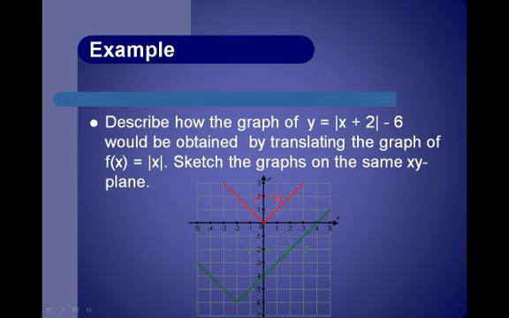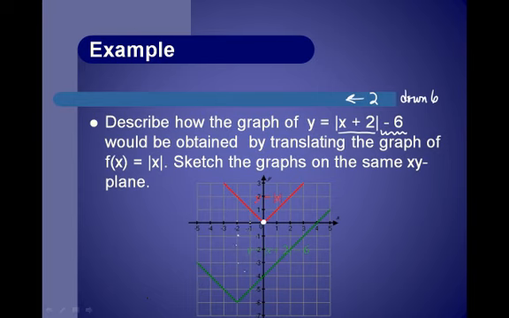Describe how the graph of y equals the absolute value of x plus 2, minus 6, would be obtained by translating the graph of f of x equals the absolute value of x. Well, your red line is your absolute value of x. The x plus 2 inside the bars, remember, change the sign, so that means it's going back 2 places. The number on the end is the vertical shift, which means we're going to go down 6. So from this point right here, we're going to go back 2, down 6.